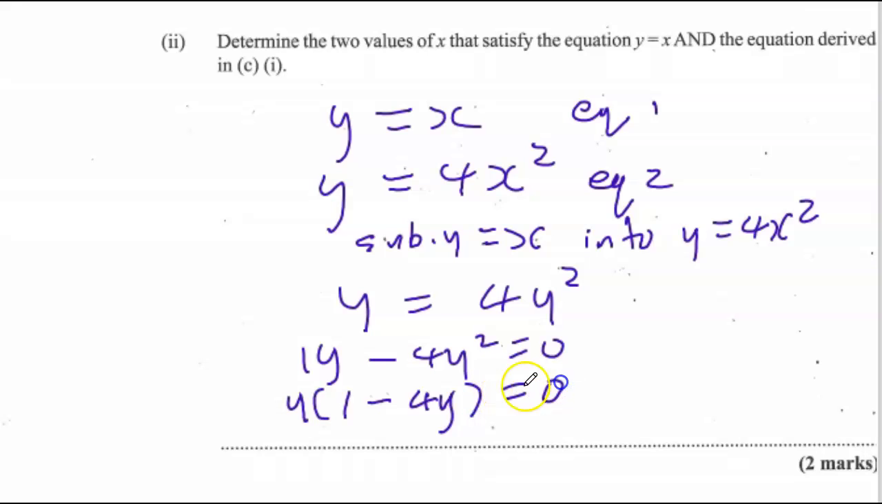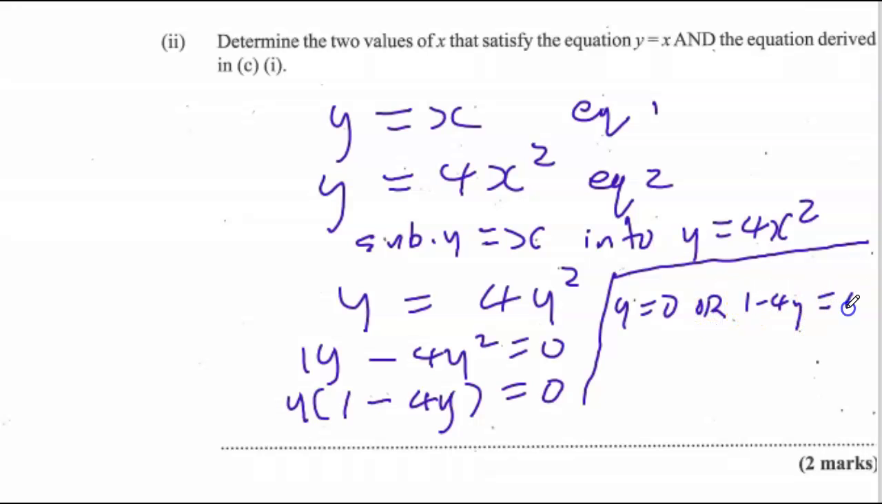Equal to 0. Notice when you expand the bracket, you get the original expression that we have above here. Y times 1, that's y, 1y. And y times 4y, that's 4y squared. Solving by factorization, we can equate both brackets to 0. Remember, y times y minus 1 minus 4y equal to 0. So which means that y is equal to 0, or 1 minus 4y is equal to 0.